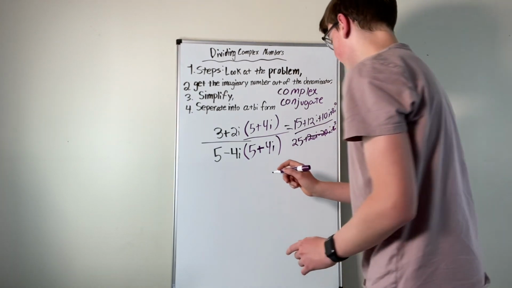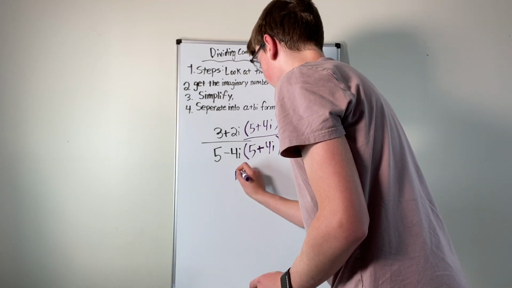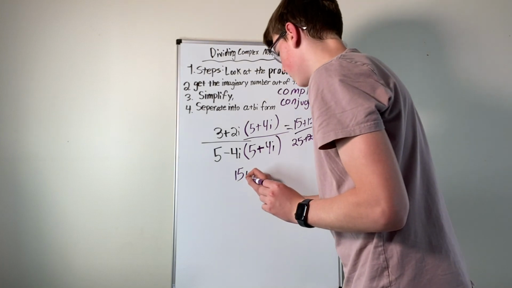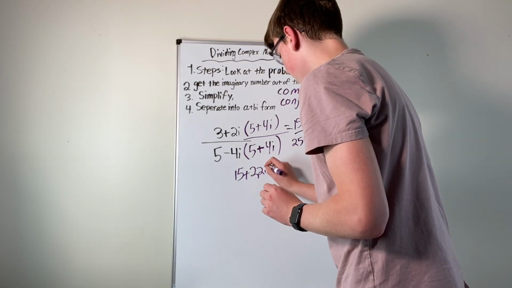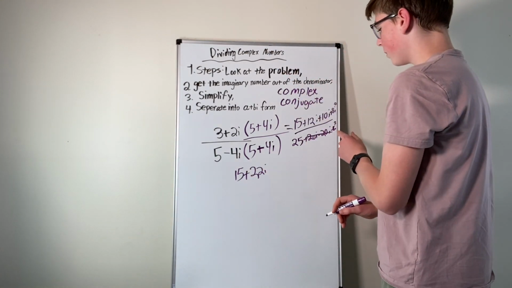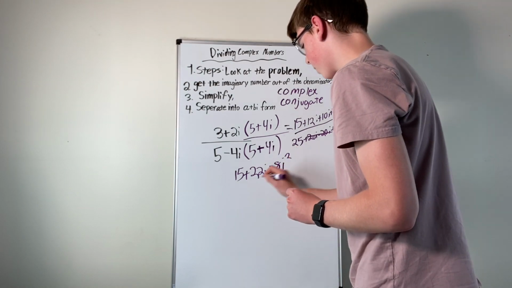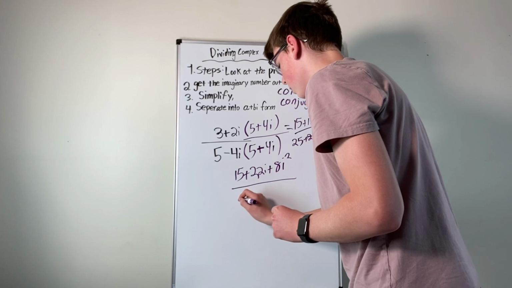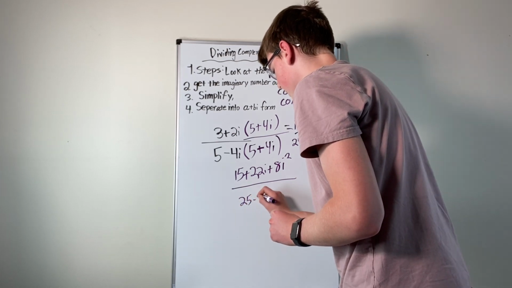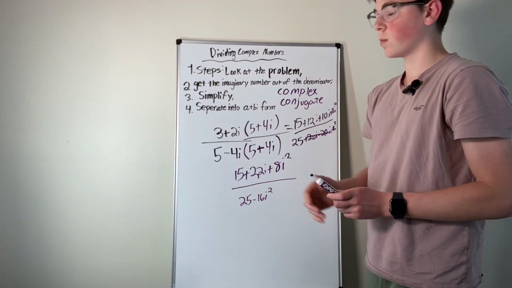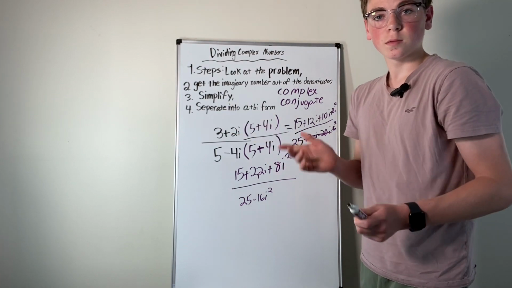And now, if we just simplify, the numerator will be 15, 12i plus 10i is plus 22i plus 8i squared, over 25 minus 16i squared. So that was our third step.